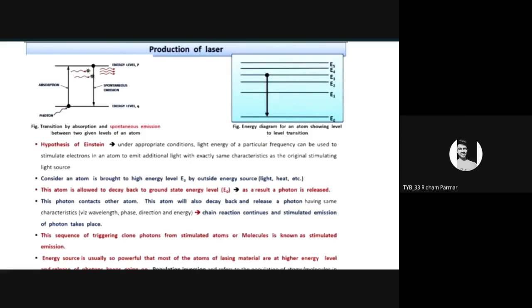Okay, I repeat, while emission of that photon, there are two types of emission. One is called stimulated emission and the second is called spontaneous emission. Now, stimulated emission is there, so this emission actually does not depend on the stimulating light. It is independent of that.